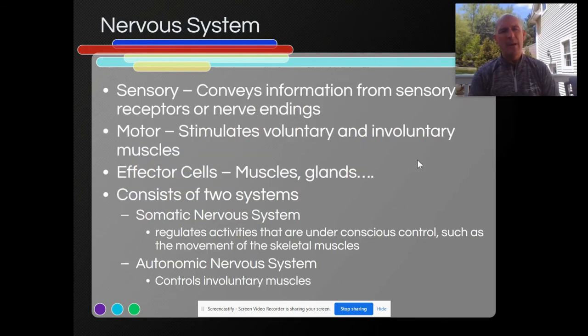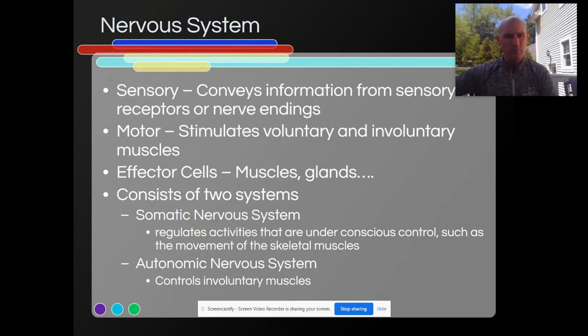Okay, so again, our nervous system: our sensory, our motor, we mentioned those terms already. Effector cells, we mentioned that, muscles, glands. When we talk about divisions of our nervous system, we have the CNS and PNS, but we also have other ways we can divide it. We can divide our nervous system into a somatic nervous system and an autonomic nervous system. Auto, meaning automatic, means it's not really under your control. Somatic is something you can control.